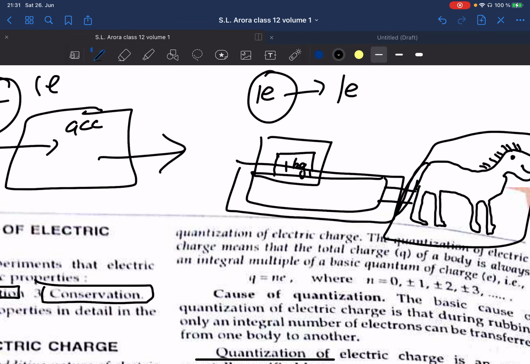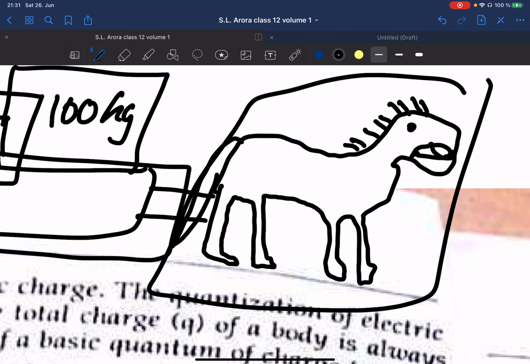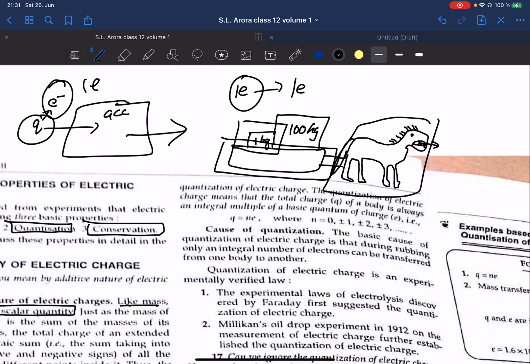If I put 100 kgs, this horse is like sad. He's like, what the heck, man? Just leave me, man. What are you doing? He's like shouting, like crying.